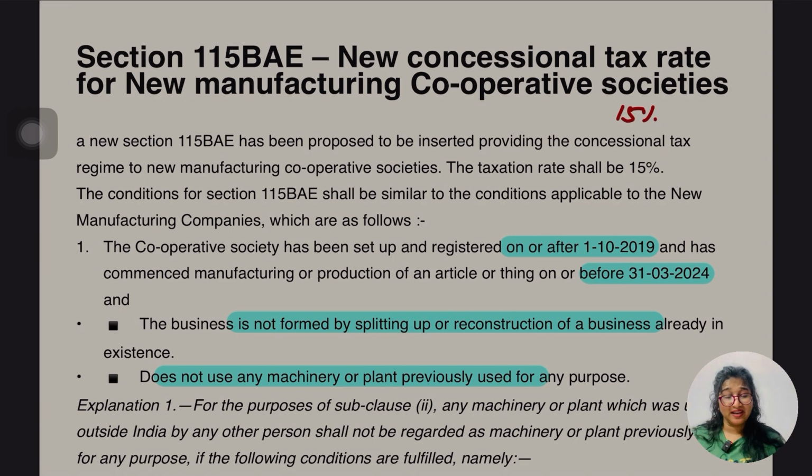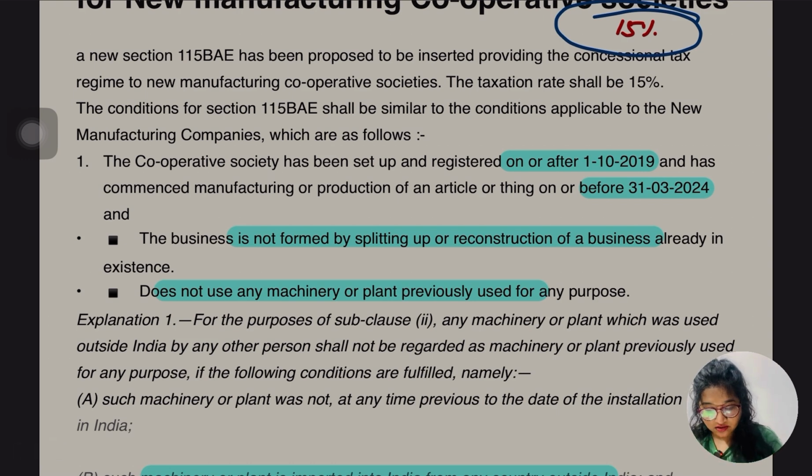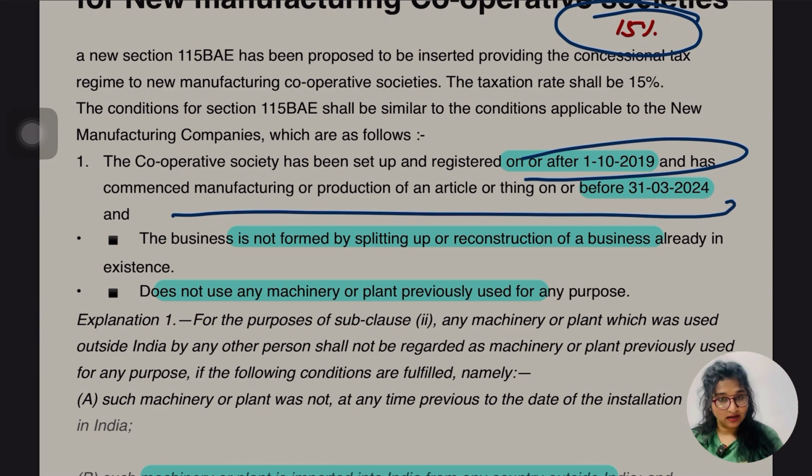Okay, let's go for the next section now, 115BAE. So what is going to be the taxable rate? It's going to be 15%. This is the same thing for cooperative societies, but there is again the same condition mentioned as for the last section. You have to comment below which is the section, because the same thing was mentioned earlier in one of the sections. The conditions are that the cooperative society has been set up and registered on or after 1st October 2019 and it should commence operation before 31st March 2024, meaning 1st April 2024 and all. Which is again the same.